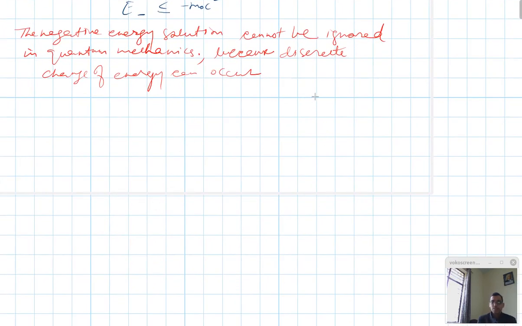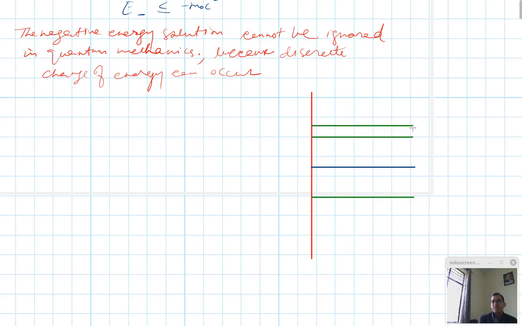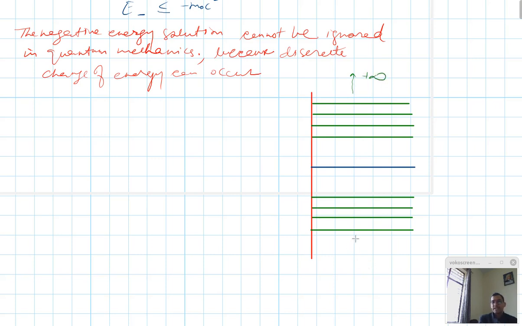So it is our energy axis, and say this corresponds to the zero energy state, and then this is one value of energy, this is another value of energy. Right, there are discrete values of energies and so on up to plus infinity, and it keeps on going like this up to minus infinity. Here the value of energy will be zero, here this value is plus m naught c square, and here it is minus m naught c square.